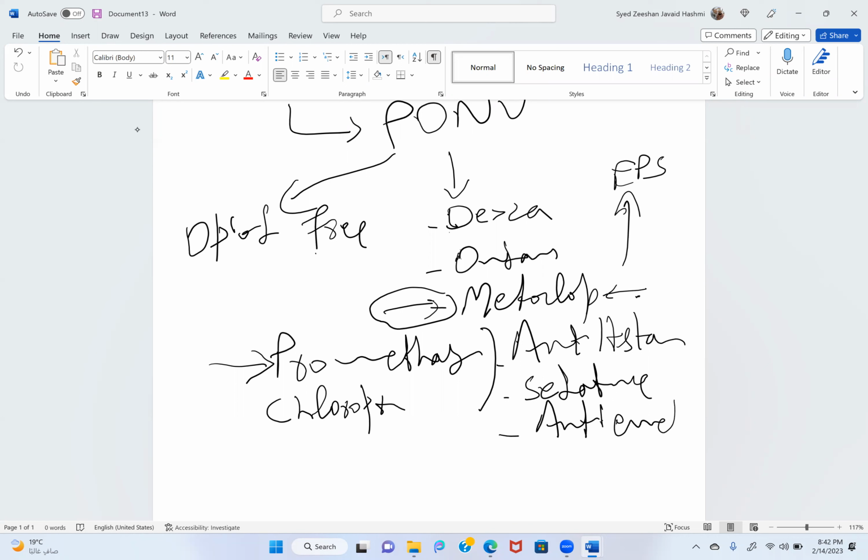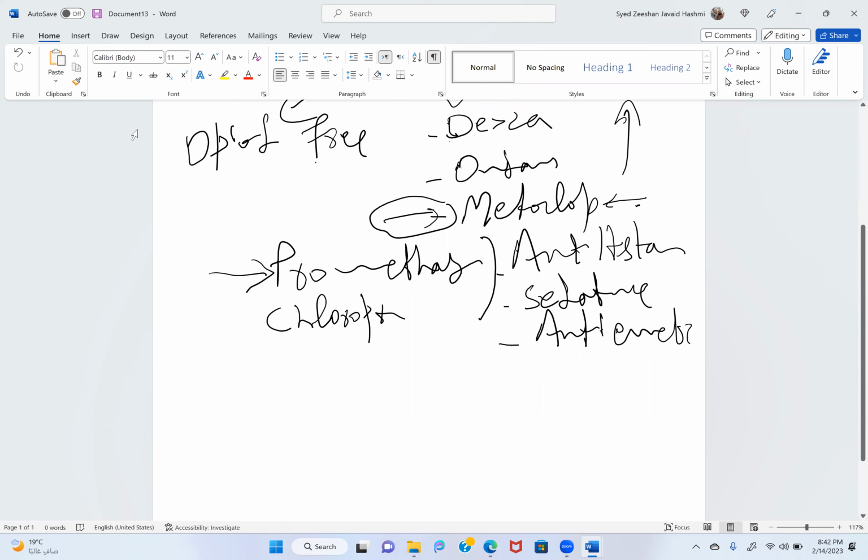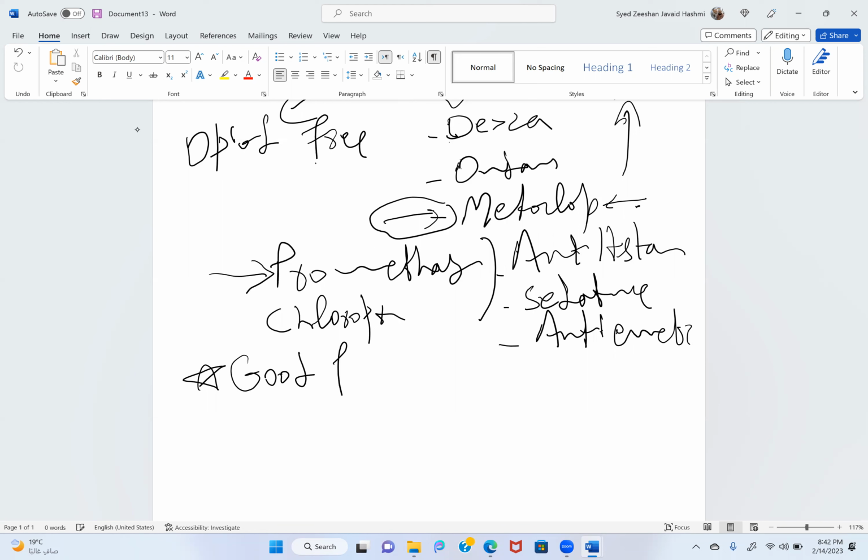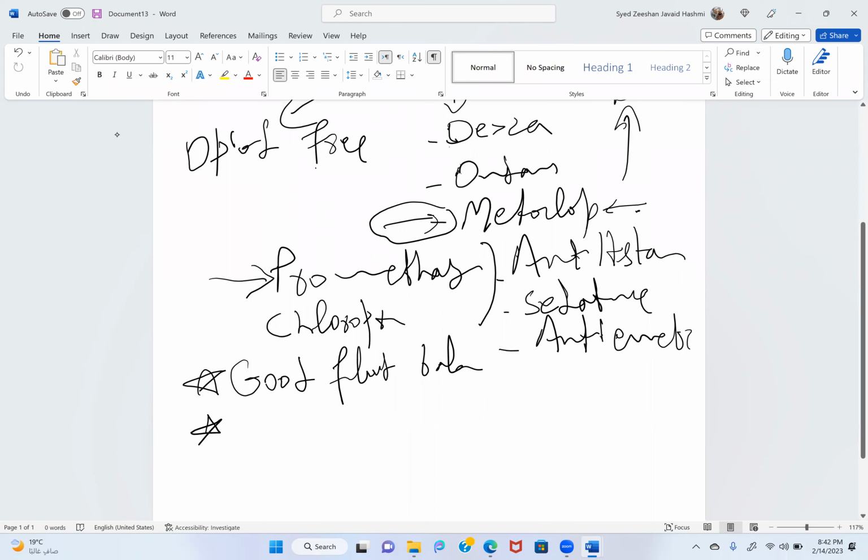Okay, so they are preferred and should be used whenever possible, because maybe dexa and ondansetron will not be sufficient. This is an important thing, and you should try to have good fluid balance, because if the patient is too much NPO, there will be chances of more vomiting. So you have to take care of it.